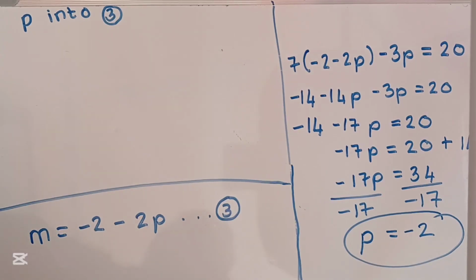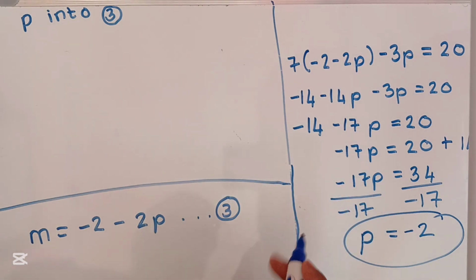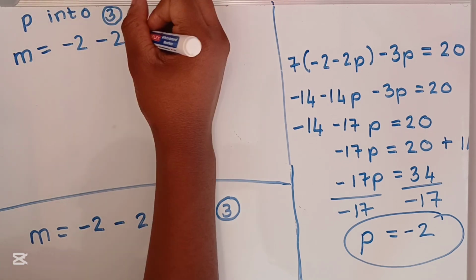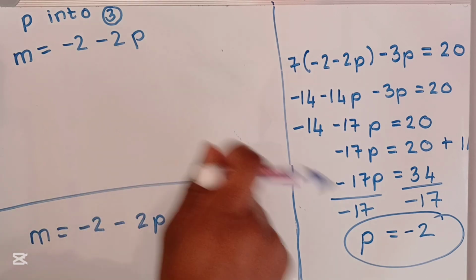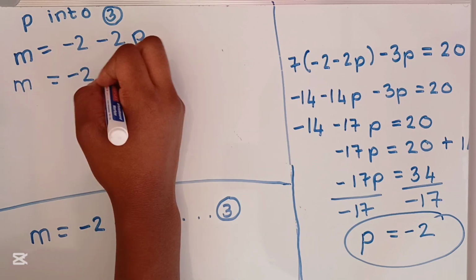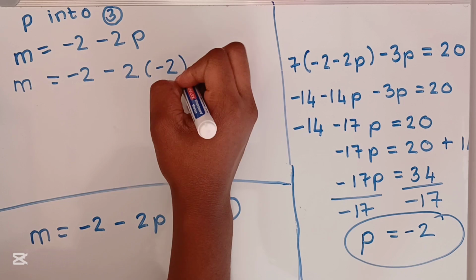Now that we found the value of p, we are going to substitute the value of p into equation 3. And this is equation 3. That's why it's very important to number your equations, okay? So the value for p is negative 2. And this is equation 3. Equation 3 as it is m equals to negative 2 minus 2p. So where there is p in my equation 3, I'm going to put negative 2. m equals to negative 2 minus negative 2. Where there is p, I put negative 2.